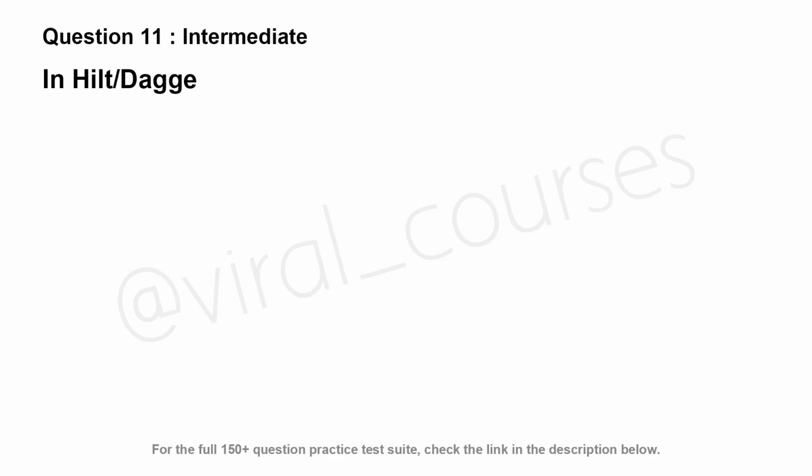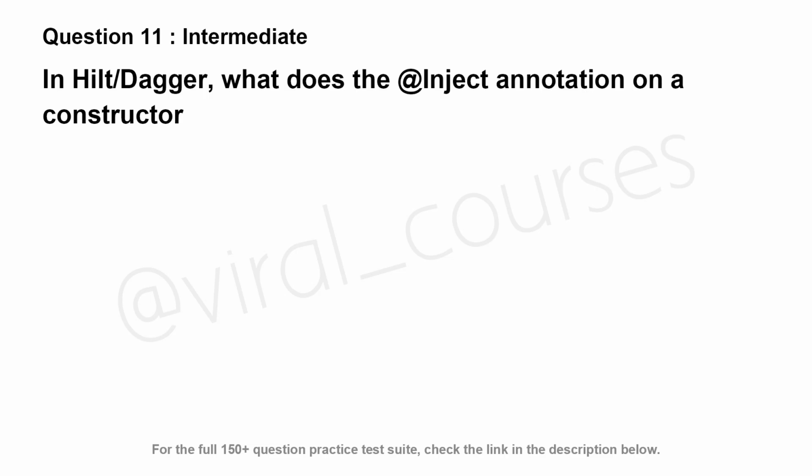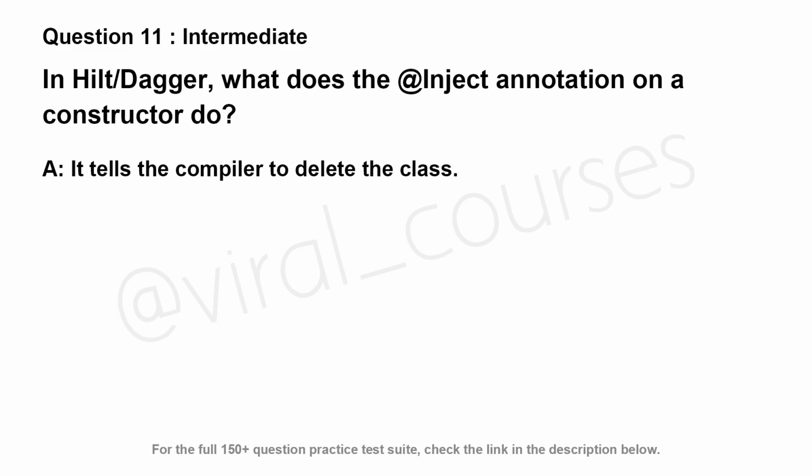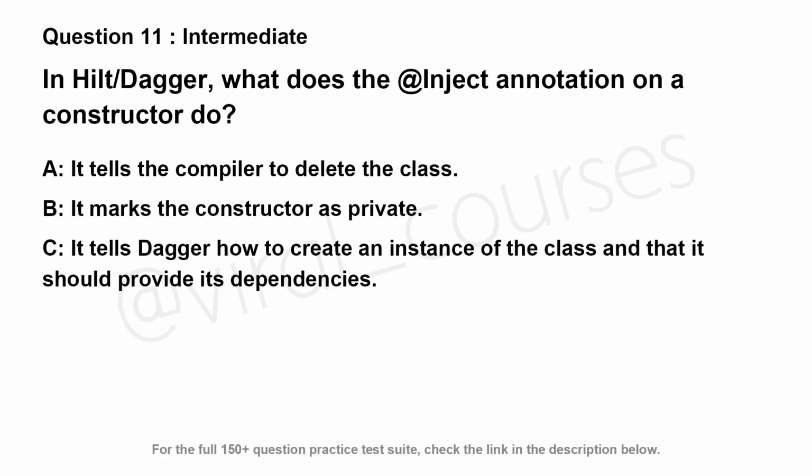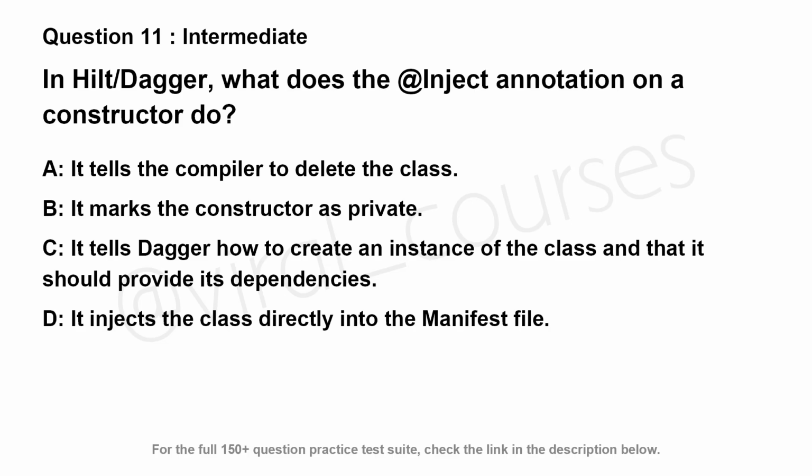In Hilt Dagger, what does the @Inject annotation on a constructor do? Option A. It tells the compiler to delete the class. Option B. It marks the constructor as private. Option C. It tells Dagger how to create an instance of the class and that it should provide its dependencies. Option D. It injects the class directly into the manifest file.